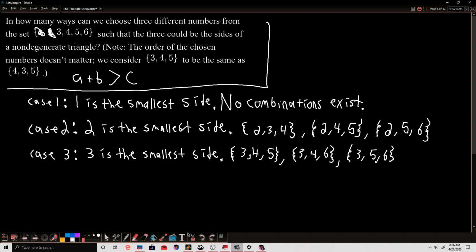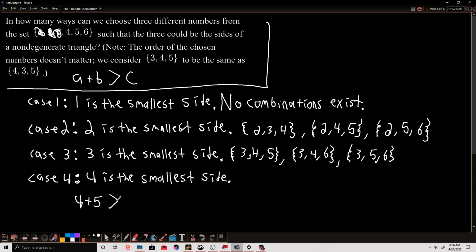So, now let's do case 4, where 4 is the smallest side. Okay, now we can't use 3 anymore. But all we have left is 4, 5, and 6. So 4 plus 5, is that greater than 6? Well, yeah, because 4 and 5 is 9. So we have a combination of 4, 5, and 6.